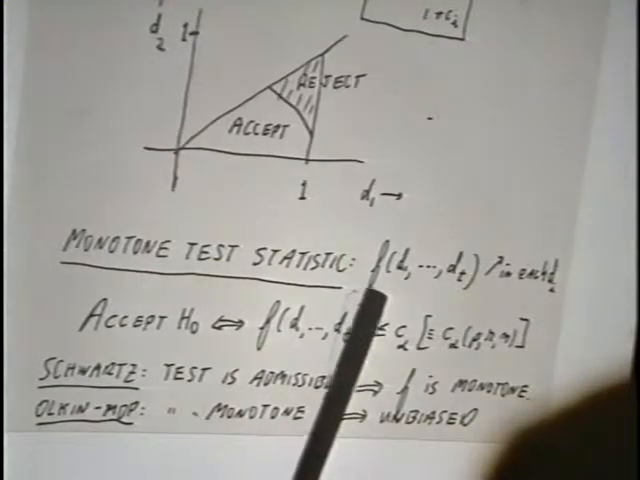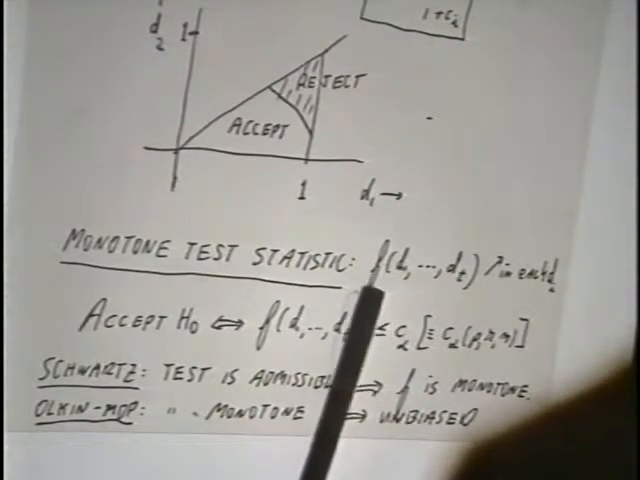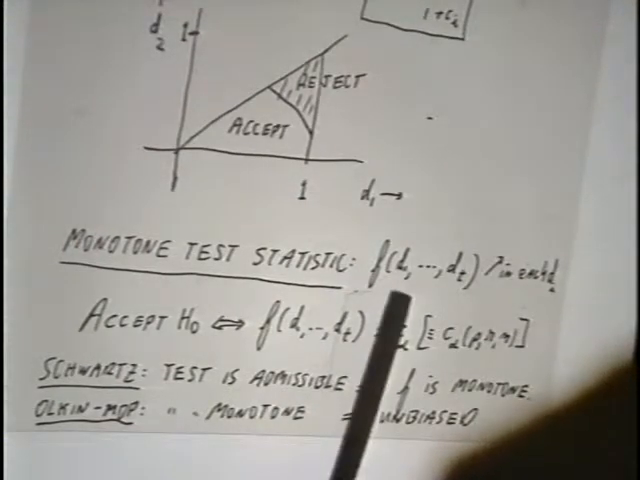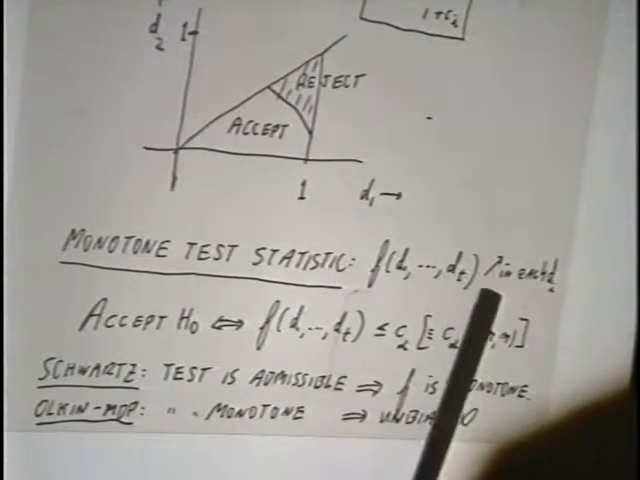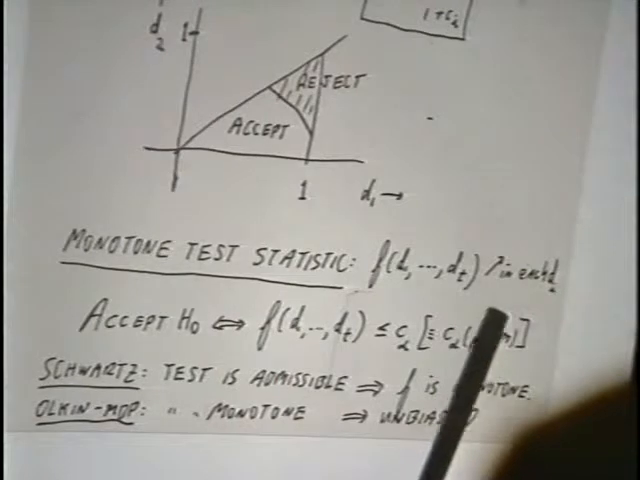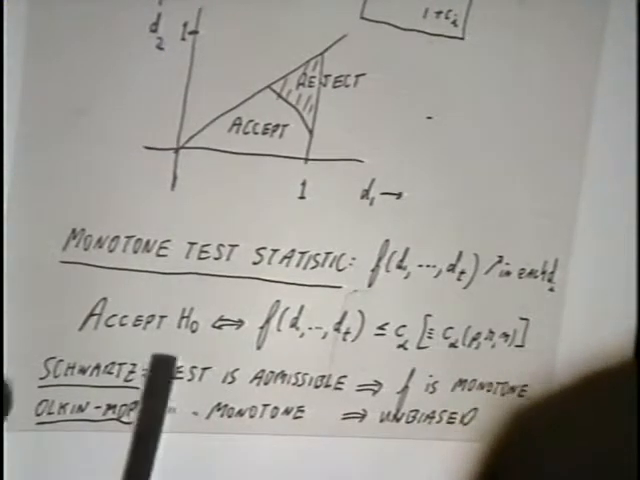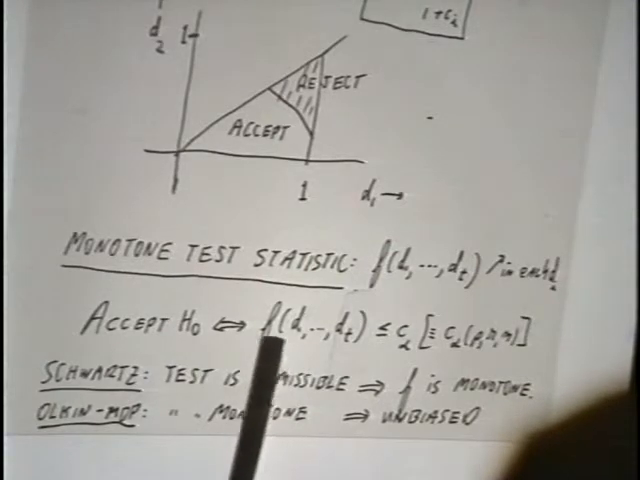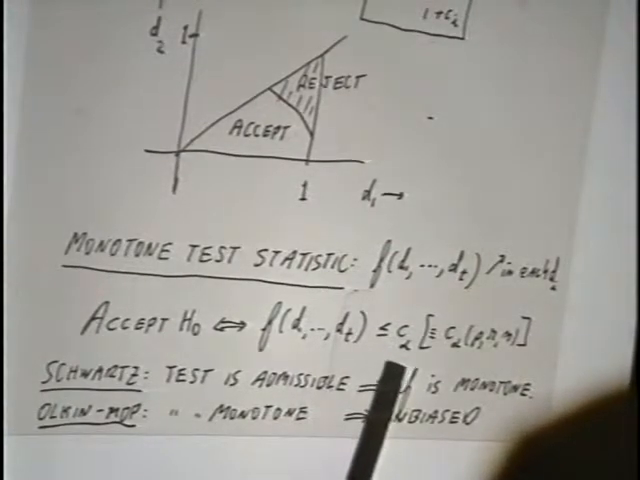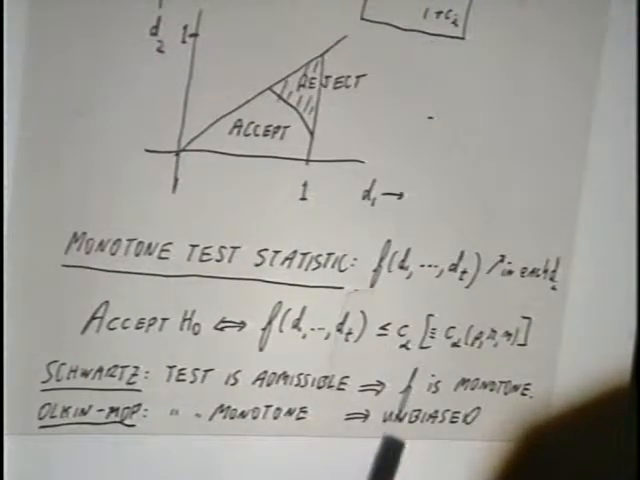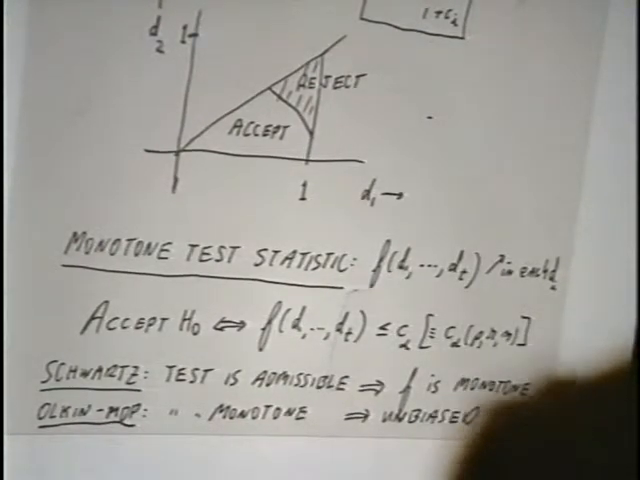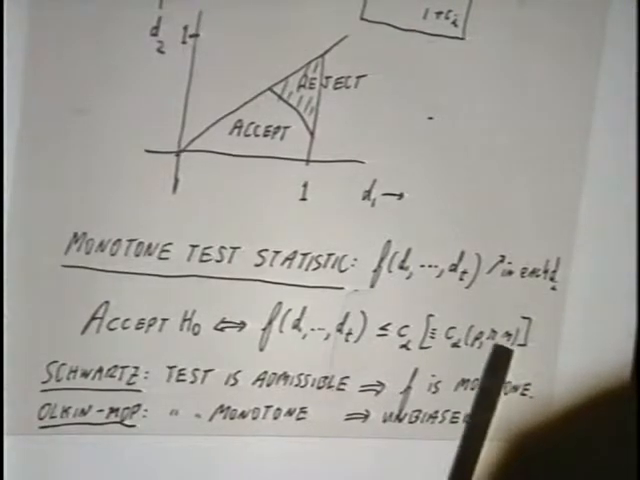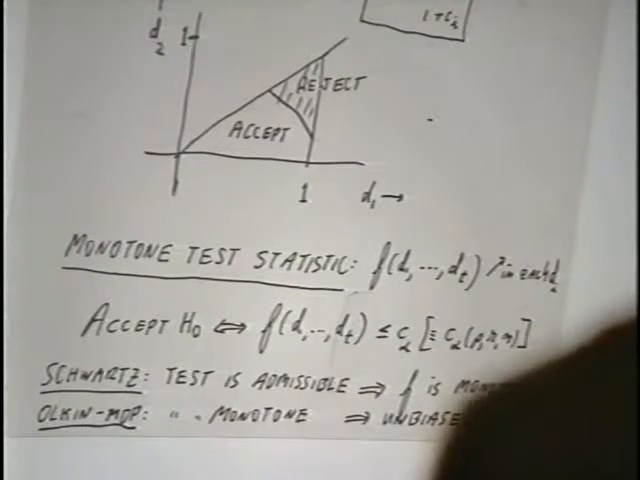A monotone test statistic, f, a function of these beta type statistics, d1 through dt, is called monotone if it's increasing, non-decreasing, that is, in each di. We would accept the null hypothesis if this test statistic is less than or equal to an appropriate critical value, c sub alpha, depending on alpha, the level of significance desired, and the parameters p, r, and n. P and r being the dimension of the matrix we're testing, n the degrees of freedom of the estimate of sigma.